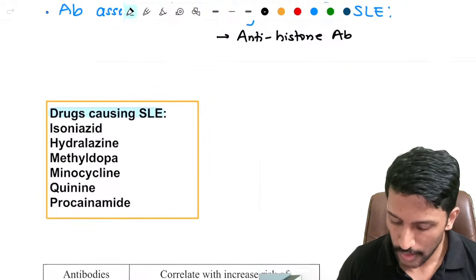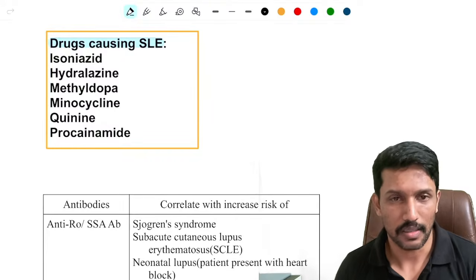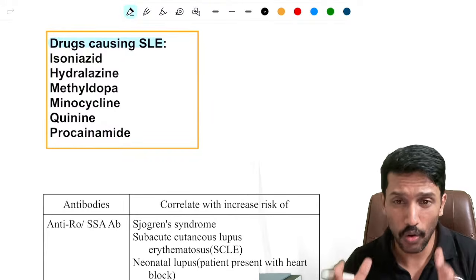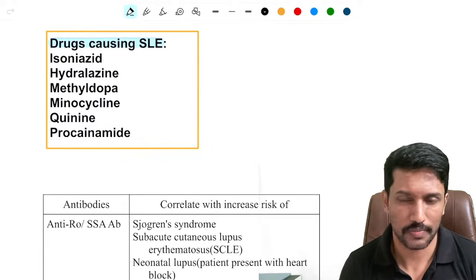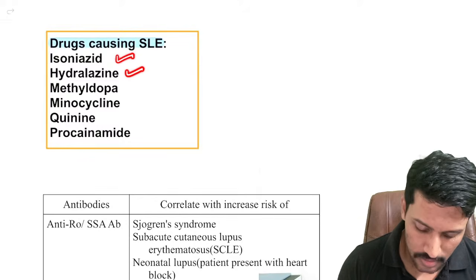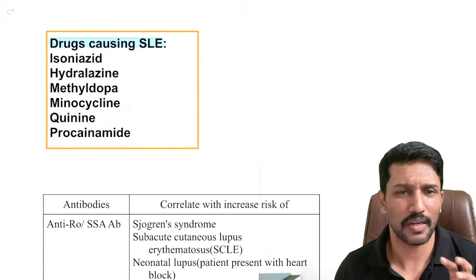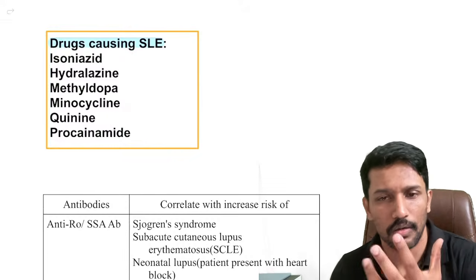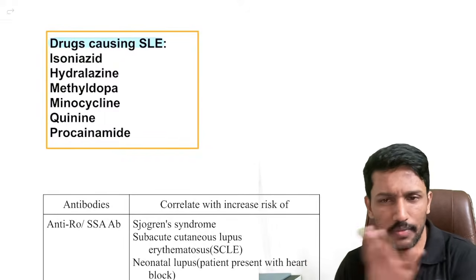So in the Viva OSCE, your teachers might ask, what are the drugs known to cause SLE? In your pharmacology book, you get a long list of drugs known to cause SLE, but I'm just listing a few important ones. The important ones are isoniazid, hydralazine, methyldopa, minocycline, quinine, and procainamide. Just remember at least 2 or 3 so that you can open your mouth, and once they hear 1 or 2 names, they will move forward with the next question.